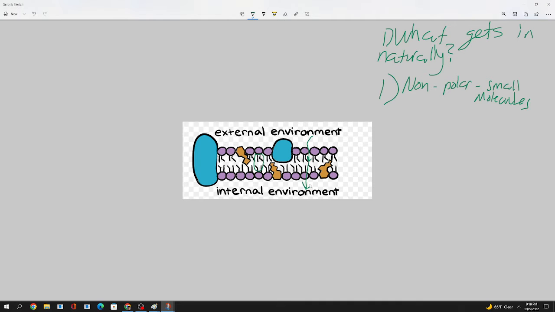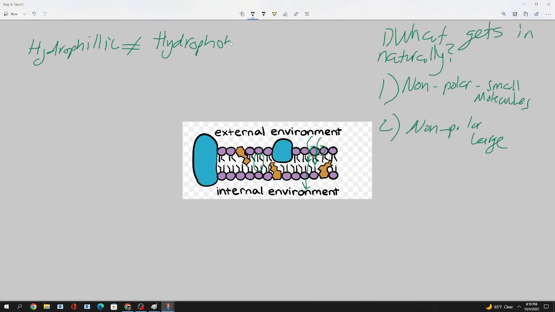Okay? Next up, you're going to have non-polar molecules that are larger, non-polar that are large. They'll get in, but it's going to require a little bit more because now they're going to be interacting a lot more with this hydrophobic or hydrophilic region. And remember, hydrophilic does not like hydrophobic. They do not like one another. Okay, so when they kind of hit each other, they're not going to really interact. They're going to kind of push one another away.